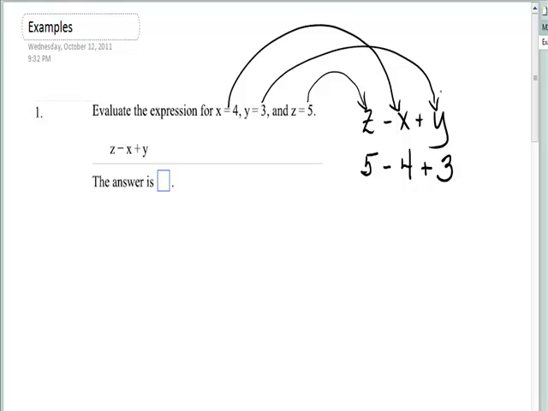Now the problem has become just like the previous lesson. No parentheses, no exponents, no multiplication or division. I have some subtraction and some addition. I'll do the subtraction because it comes first as I look left to right. 5 minus 4 is 1, plus 3, and 1 plus 3 is 4. So the value of this expression is 4 when these are the numbers. If I had another question with different values for x, y, and z, the value of the expression would change, just like the result of a football play would change if you change the players.